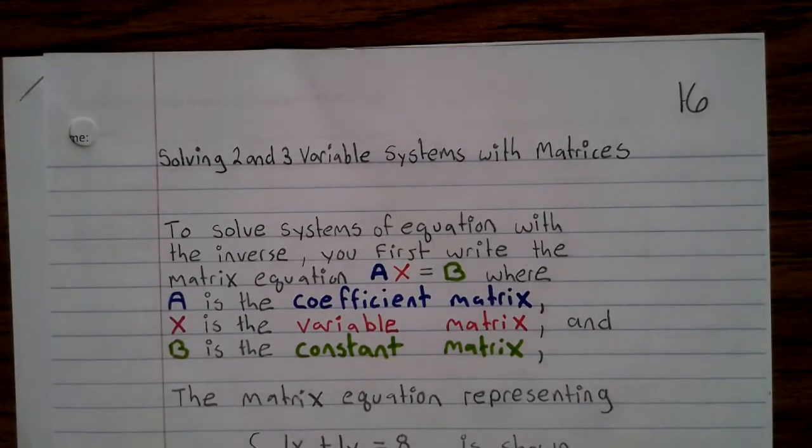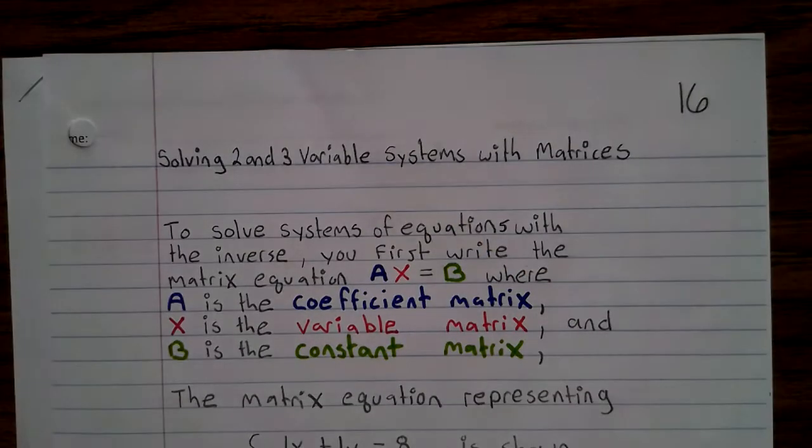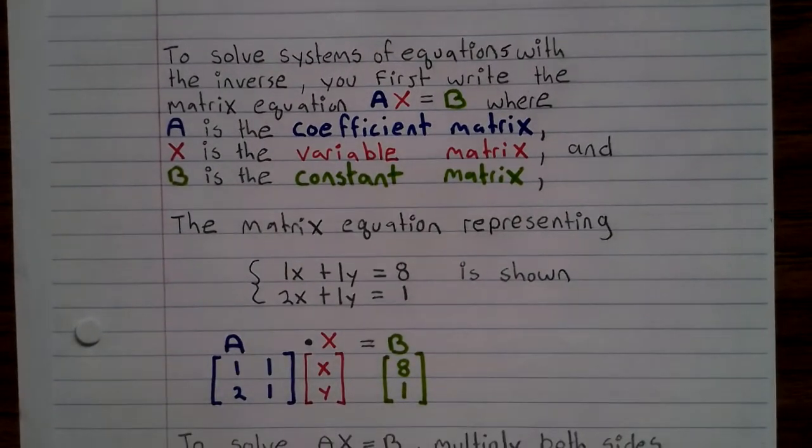All right, also on page 16, solve 2 and 3 variable systems with matrices. To solve systems of equations with inverses, you first write the matrix equation AX equals B, where A is a coefficient matrix, X is a variable matrix, and B is a constant matrix. The matrix equation representing, and let's use this as an example, 1x plus 1y equals 8, 2x plus 1y equals 1 is shown.